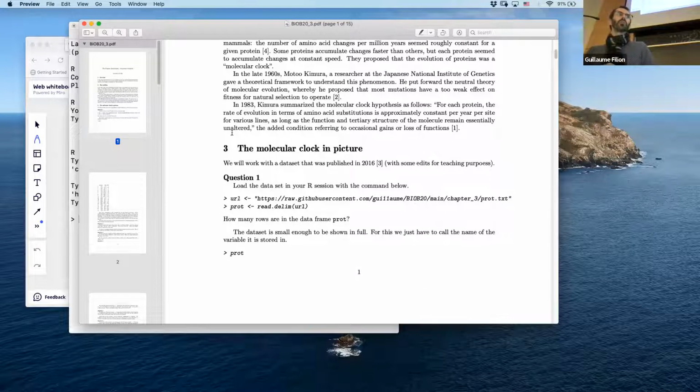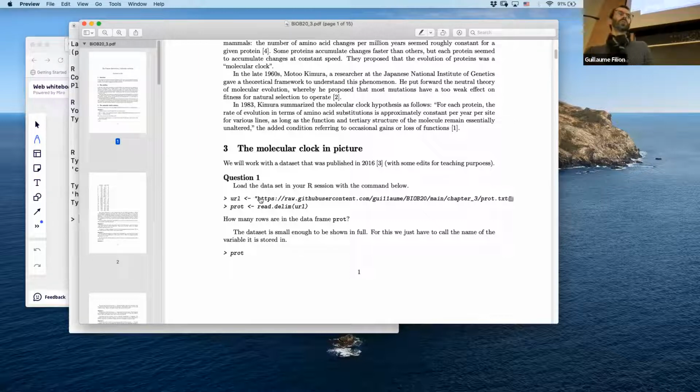The molecular clock in practice: we will work with a data set that was published in 2016 with some edits for teaching purposes. So question 1: load the data set in your R session with the command below. So here that's a URL, as you can see. R has got these nice import functions. The one that we're going to use today is called read.delim, and it works with internet links, but it will also work with the name of a file on your system. I'm just doing it this way so that it's much easier for you to gain access to that data.